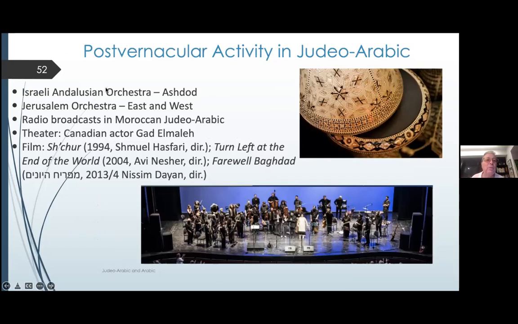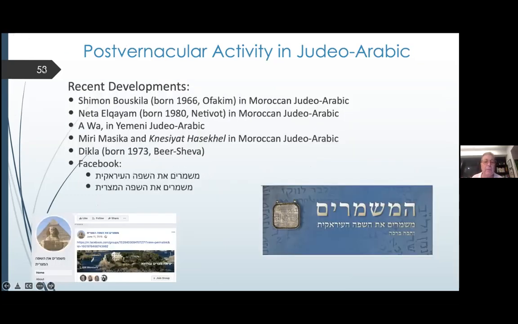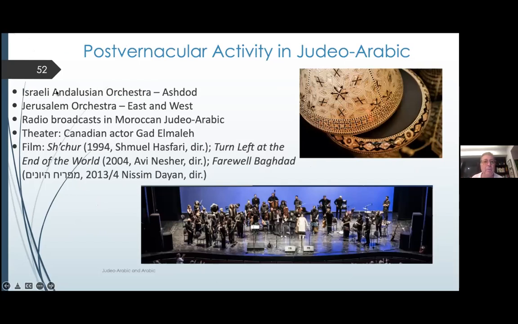And I do want to end the talk by talking a little bit about post-vernacular activity. Judeo-Arabic is still alive. We have in Ashdod the Andalusian Orchestra, we have radio broadcast in Morocco, and we have theater, the Canadian actor Gad El-Malek. We have films, for example, Farewell Baghdad, Mafriach Hayonim, a film that is all in Baghdadi Judeo-Arabic, a fantastic film.